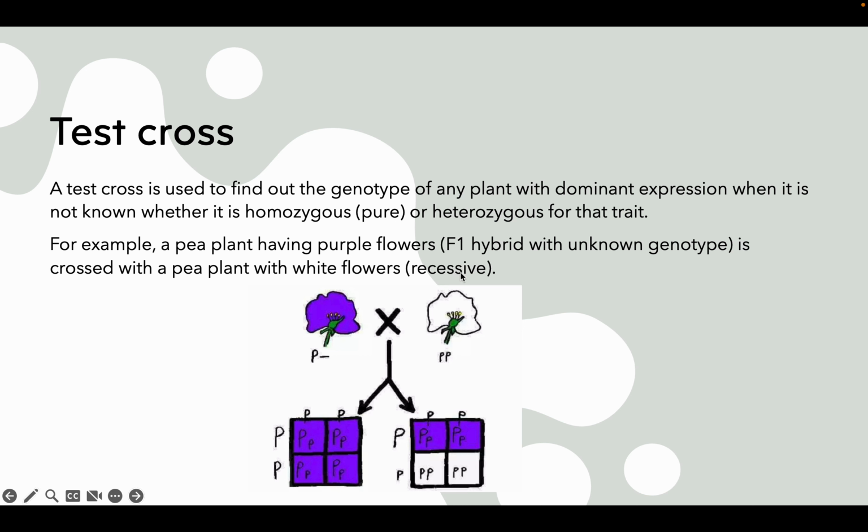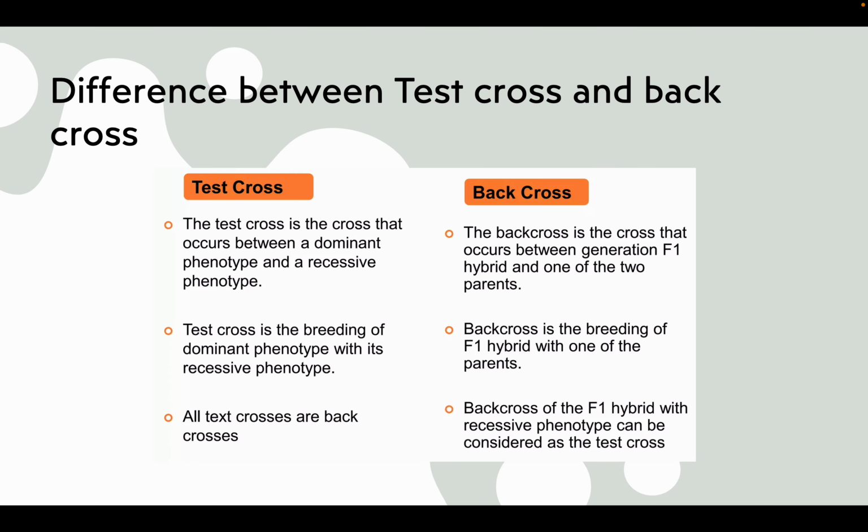So a test cross can be a back cross when we are crossing the F1 generation with the recessive parent. Just to summarize, the difference between the back cross and test cross is: the test cross is the cross that occurs between a dominant phenotype, which can be homozygous or heterozygous, and a recessive phenotype, the recessive parent.